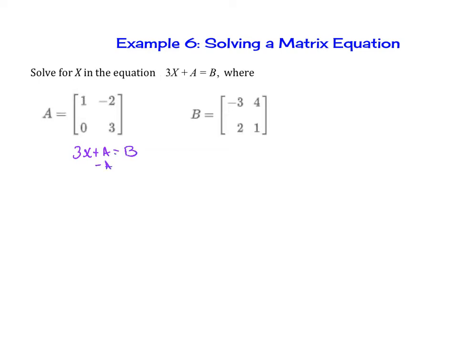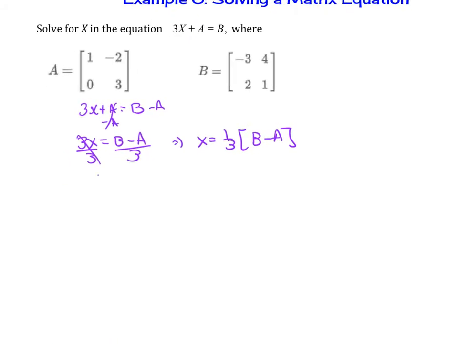So solving for x, subtract A. We get 3x equals B minus A, then divide by 3. So we're trying to solve for x equals 1/3 of B minus A. So let's go ahead and write that. We have 1/3, and we have B, which is -3, 4, 2, and 1.